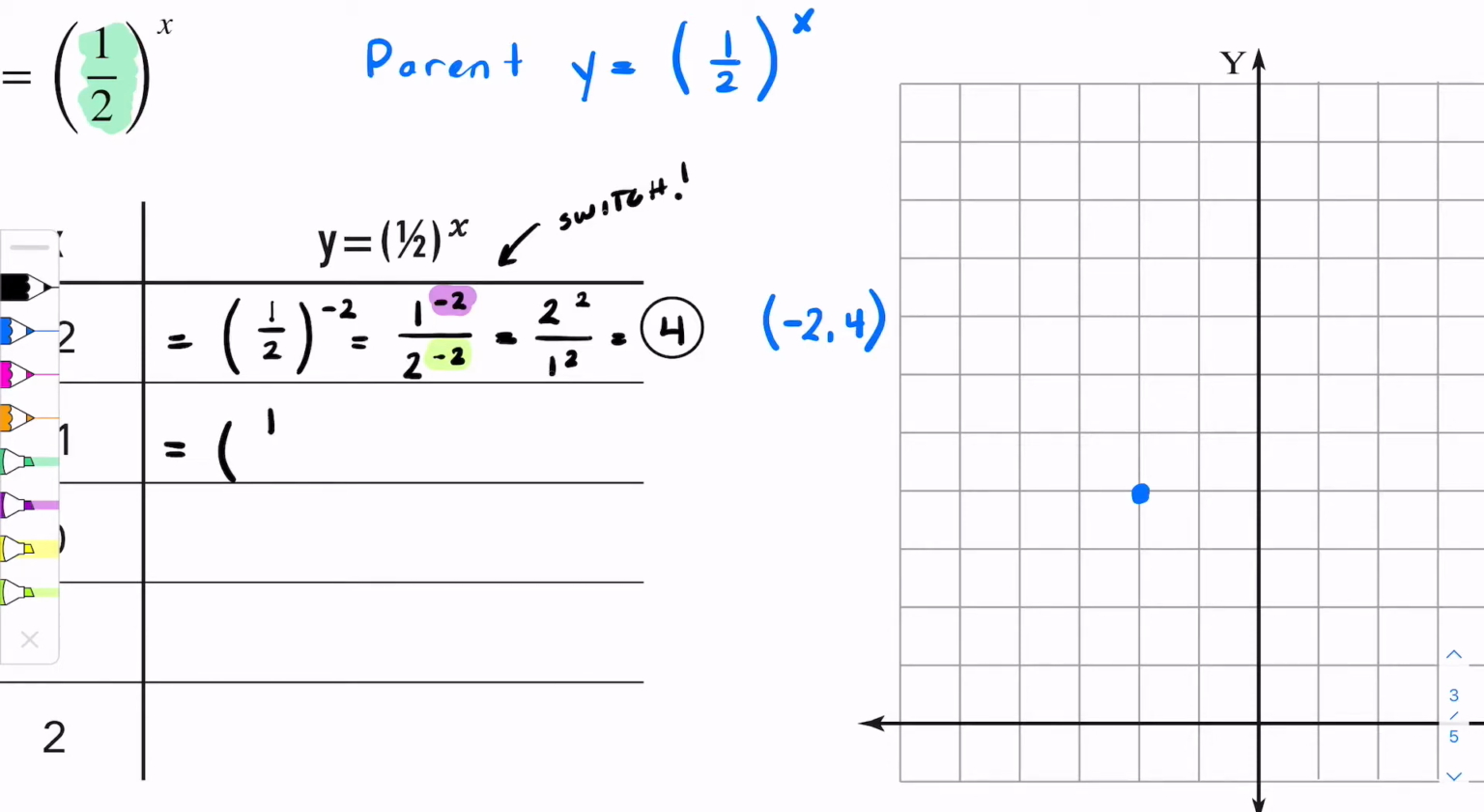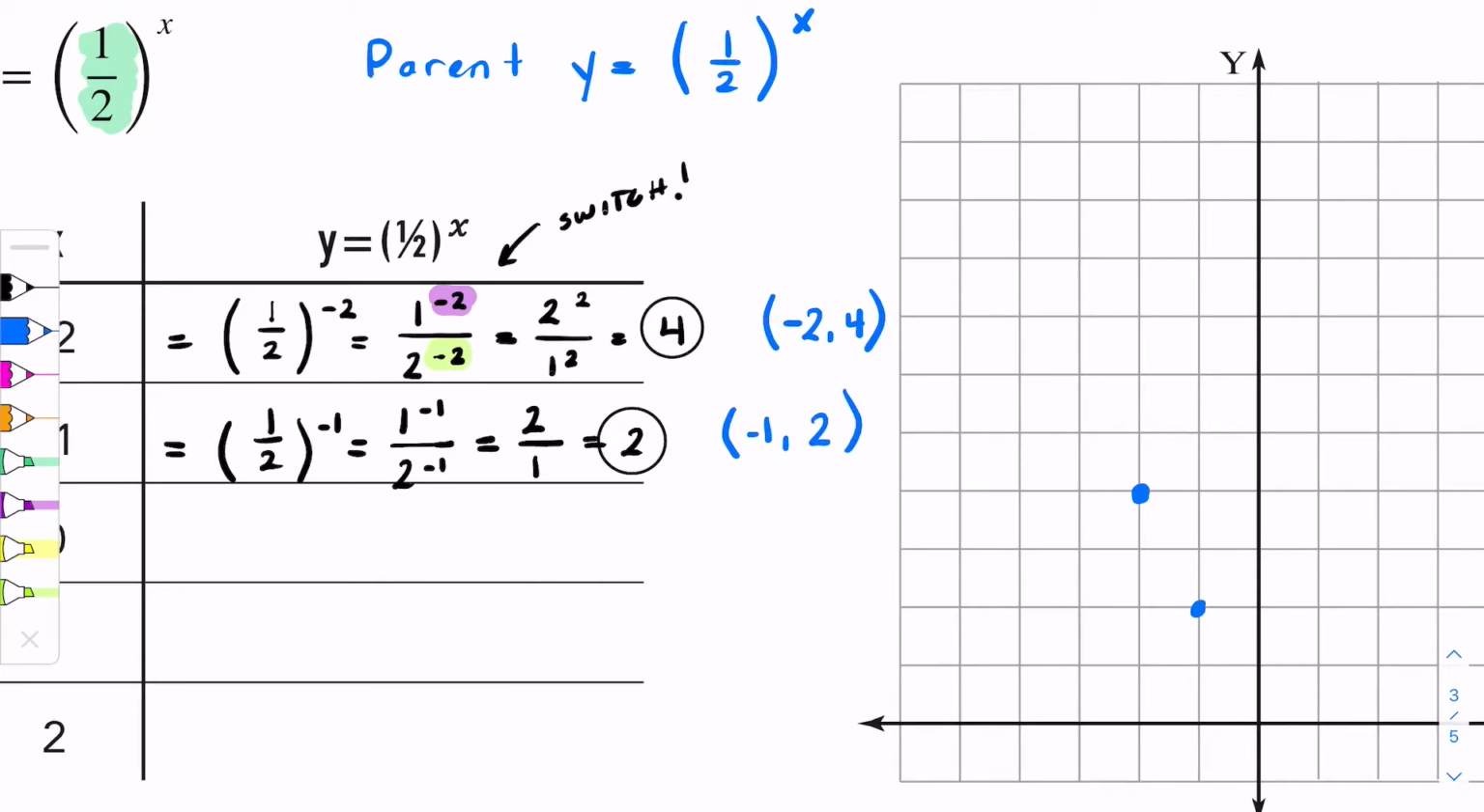Next, I have 1/2 raised to the power of -1. The same thing happens here. We have 1 raised to the power of -1 over 2 raised to the power of -1. We switch those locations. It becomes 2 over 1, which is 2. The ordered pair is at -1, 2.